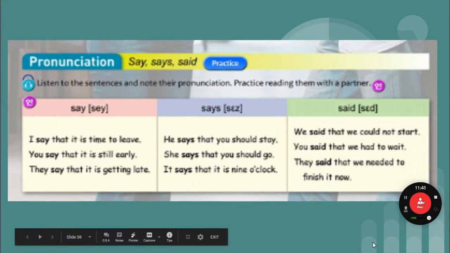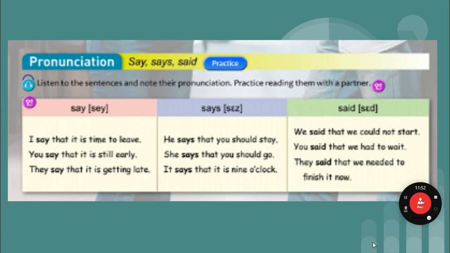Now listen. We said that we could not start. Said, S-A-I-D, is pronounced said. We said that we could not start. You said that we had to wait. They said we needed to finish it now. Okay, now listen and repeat.